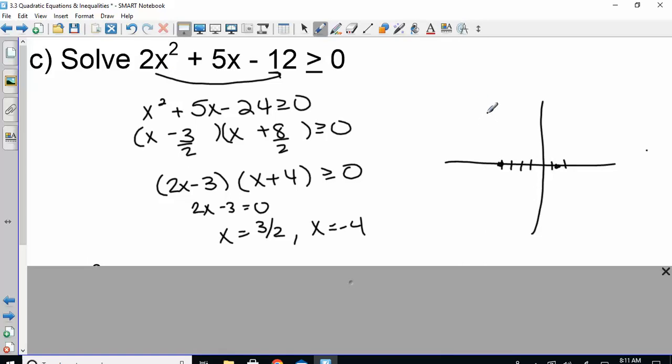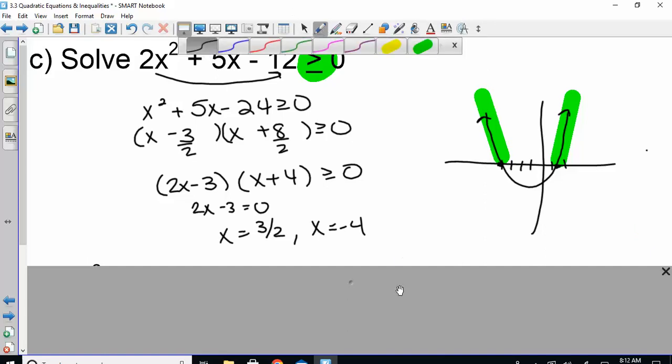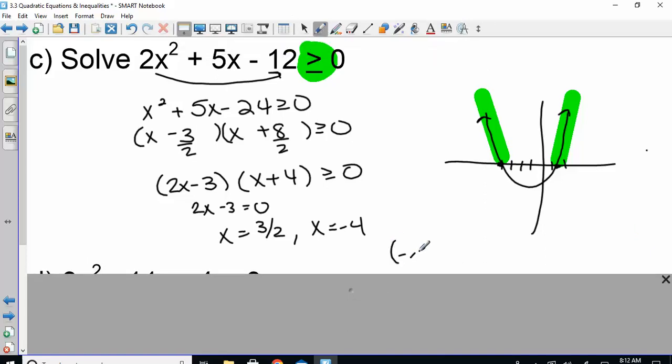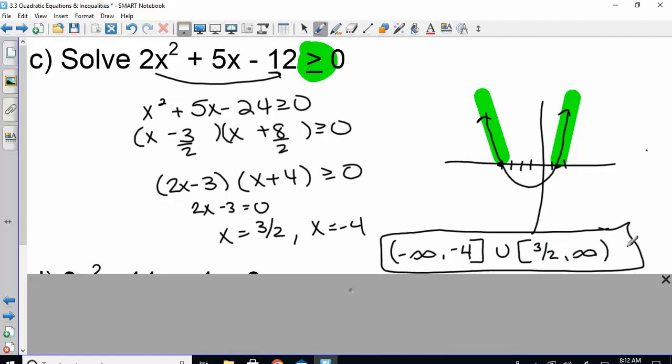It was a positive 2x squared, so it opens up. This time, I'm asking for greater than or equal to 0. So greater than means positive. That means above the axis. So there are two pieces that are above the axis. Negative 4: do we get a parenthesis or a bracket on it? Bracket, because it was equal to, union, bracket, 3 halves to infinity.